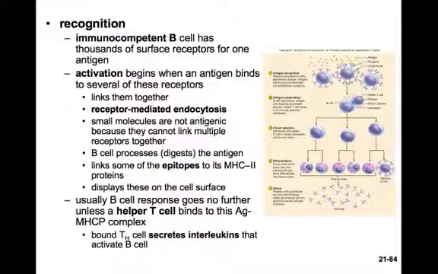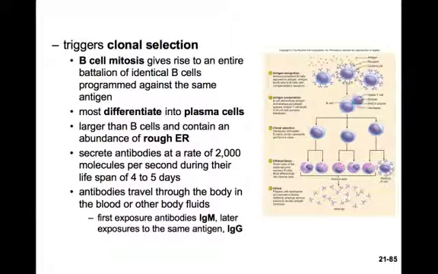Usually the B cell response goes no further unless a helper T cell binds to the complex of the antigen and MHC protein. At this point, the helper T cell will secrete those interleukins, remember signals between white blood cells, to activate other B cells. This triggers clonal selection, which is production of many more B cells by mitosis. It gives rise to an entire battalion of identical B cells that are programmed against the same antigen.